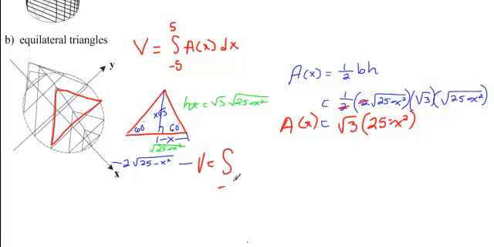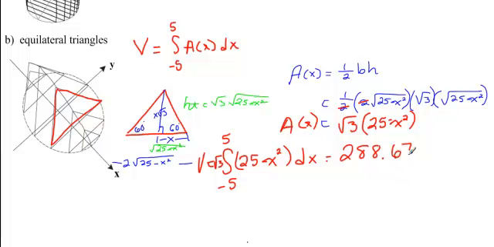Volume is going to equal the integral from -5 to 5 of A of x, which is square root 3, might as well put that out front, times 25 minus x squared dx. And if you do that by hand or by calculator, it should come out to 288.675. Cool.